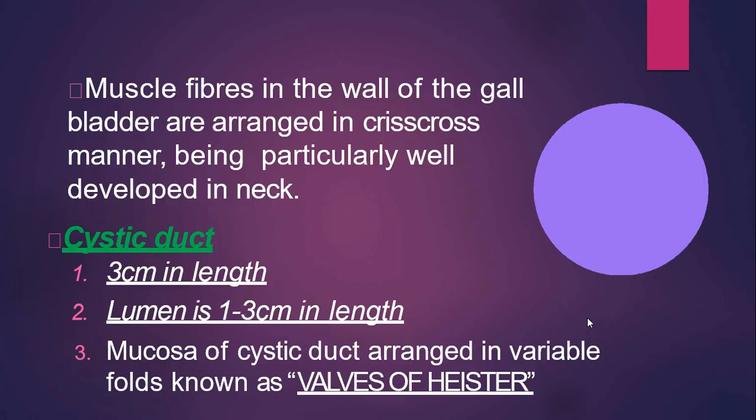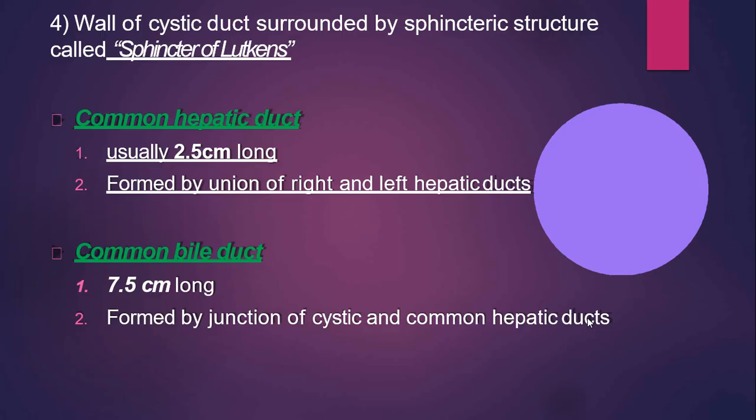Now the cystic duct is a continuation of the neck of the gallbladder. It is 3 centimeter in length with a 1 to 3 centimeter lumen, and the mucosa of the cystic duct is arranged in the form of folds and acts as valves, known as the valves of Heister. The wall of the cystic duct is surrounded by a sphincteric structure called the sphincter of Lutkens, the basic sphincter which holds the bile, and whenever there is a need for bile, it relaxes due to the different enzymes secreted, and bile comes into the duodenum. So it means the gallbladder works as a storehouse.